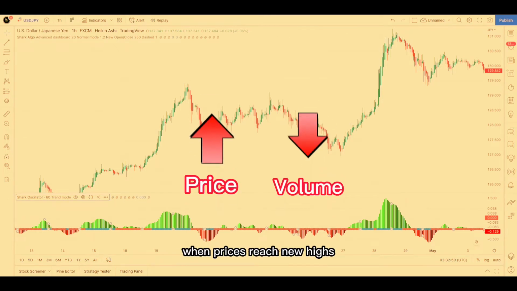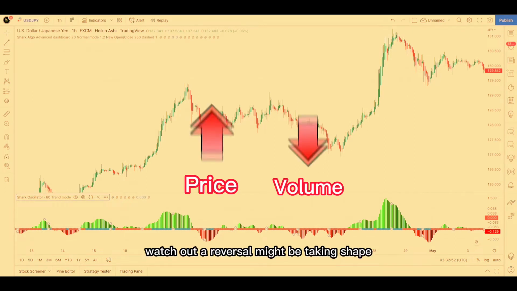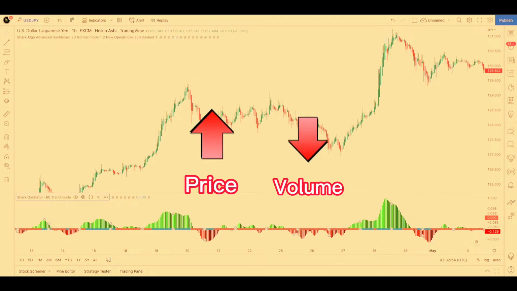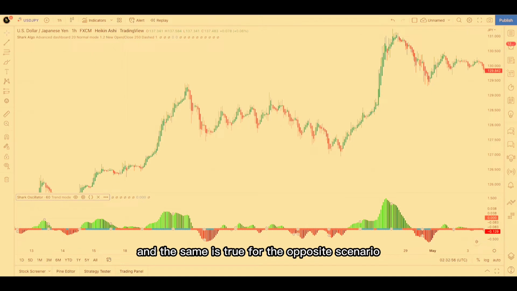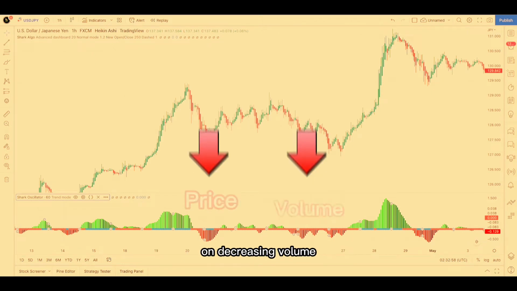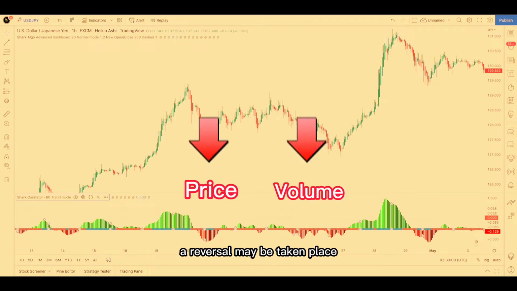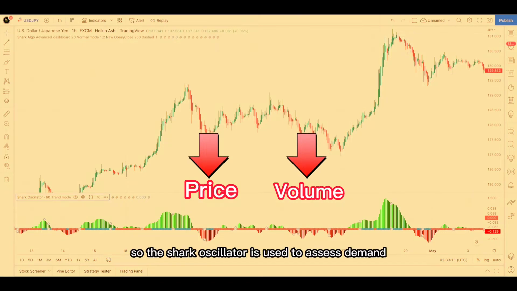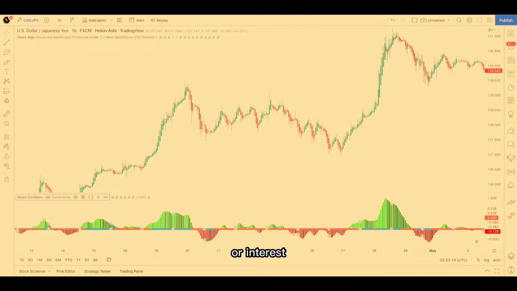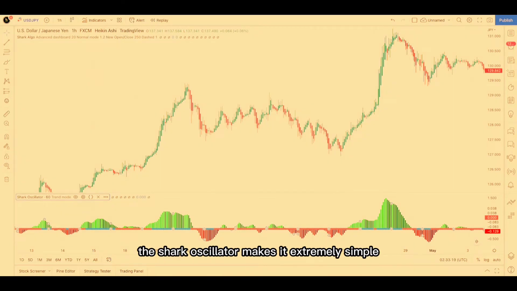When prices reach new highs on decreasing volume, watch out, a reversal might be taking shape. And the same is true for the opposite scenario. If the price reaches new lows on decreasing volume, a reversal may be taking place. So the Shark Oscillator is used to assess demand or interest or momentum at any given time. The Shark Oscillator makes it extremely simple and effective, so you'll be able to assess this for yourself in just a few moments.